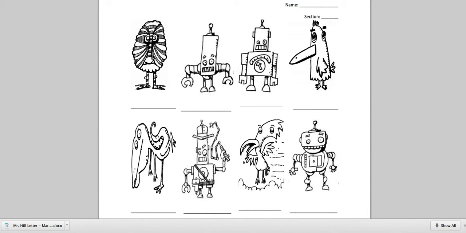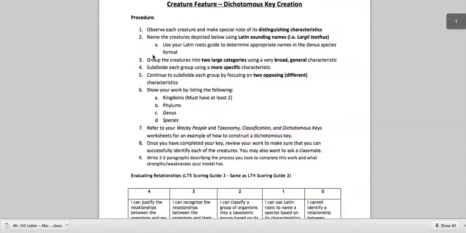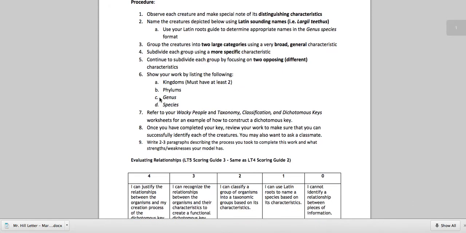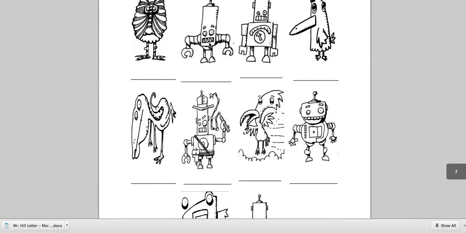Okay, so what you're doing is you are breaking all of these different organisms up into very specific groups based on their characteristics. Once you've done that, then you're going to want to name them, right, based on their characteristics. So, for example, this guy has very large teeth, so you might name him Large Eye Teethus. Okay, a two-name naming system that's kind of Latin sounding.